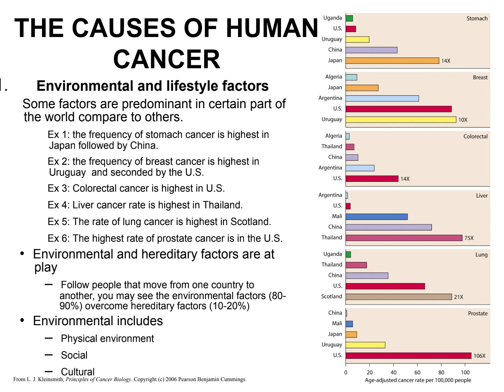For example 2, it's looking at breast cancer. We see the highest rates are in Uruguay and the United States. Example 3 is colorectal cancer, higher in the United States, and that's usually attributed to our diet. Example 4 is liver, and that's the highest in Thailand here. Over here is number 5, we have lung cancer, and it's the highest in Scotland. And then we have prostate cancer, and the highest is in the United States.